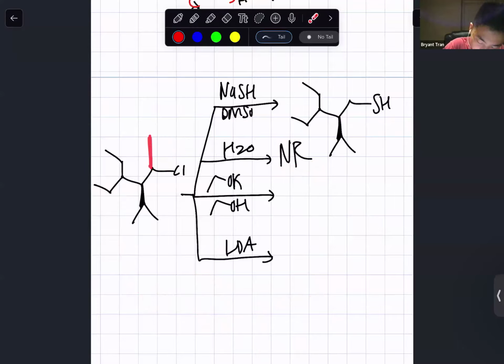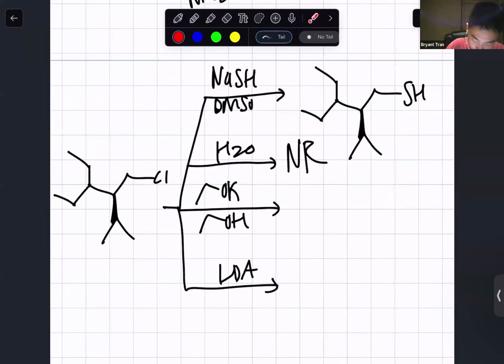If there was another group there, like a methyl group, and you kick it out to form a carbocation, that would be a reaction because that carbocation is stable enough to exist right there. Okay. Next one.